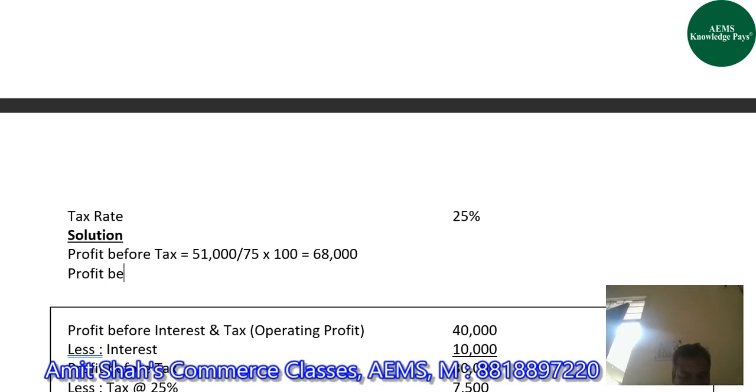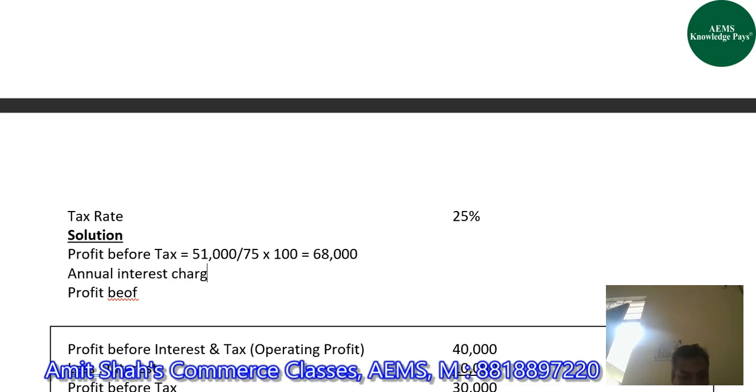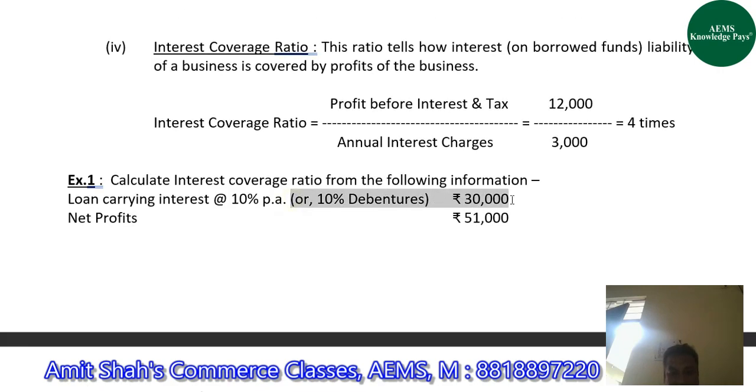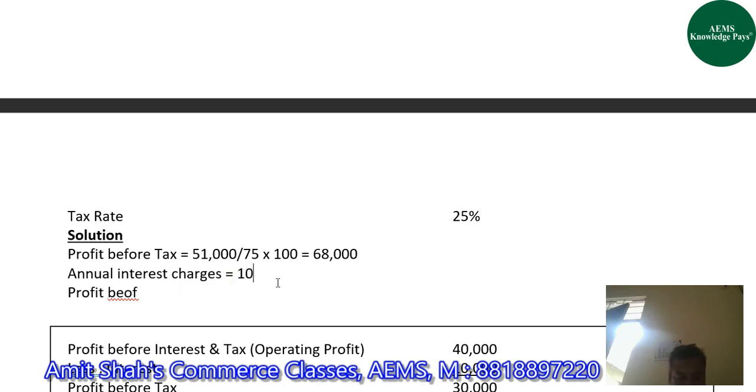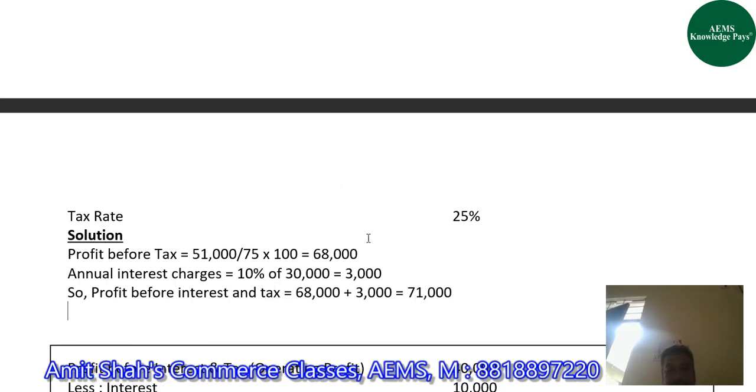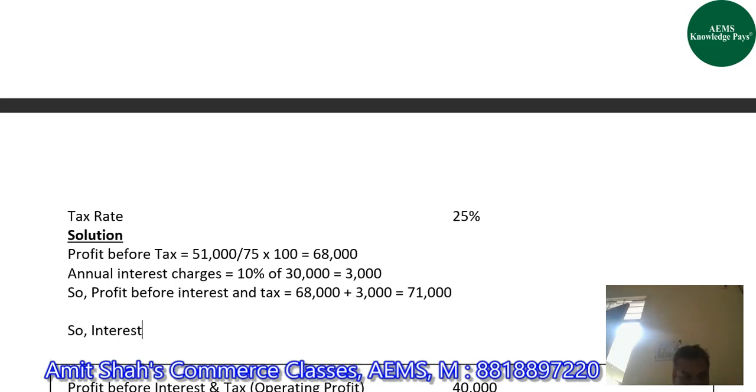Right? Annual interest charges are 10% of 30,000, which is equal to 3,000. So profit before interest and taxes is 68,000 plus 3,000, that is 71,000. So interest coverage ratio would be profit before interest and tax divided by annual interest charges, that is 71,000 divided by 3,000. That is 23.66 times.